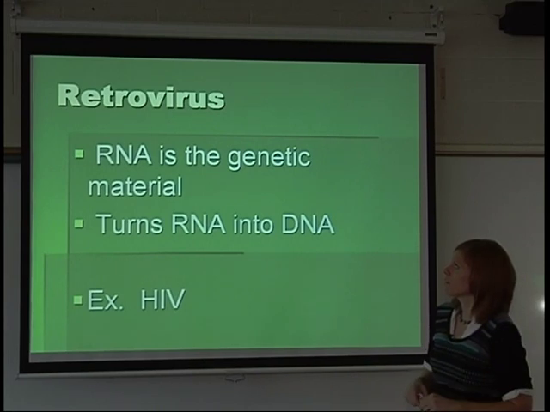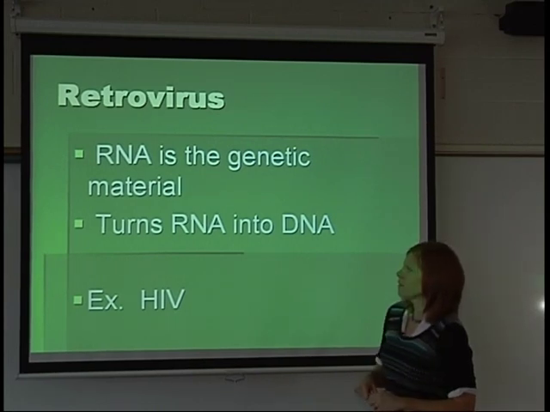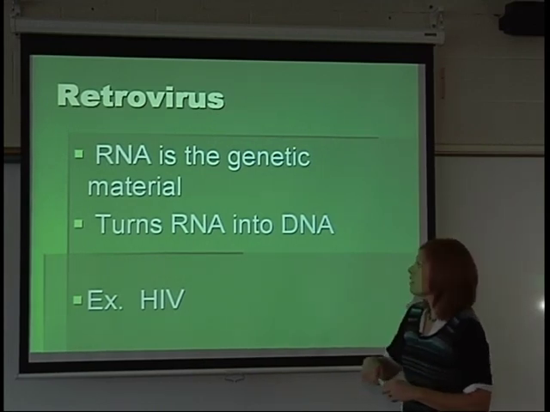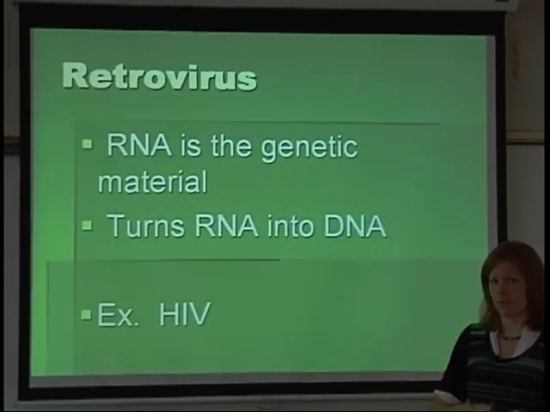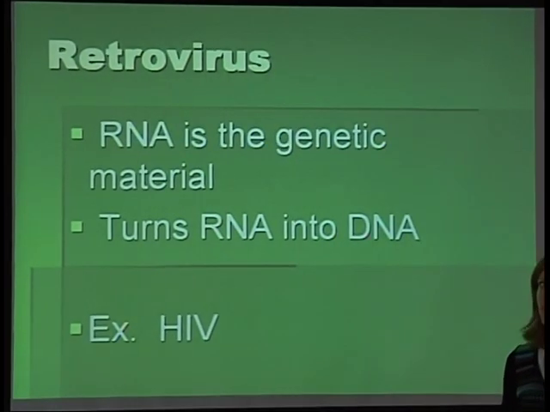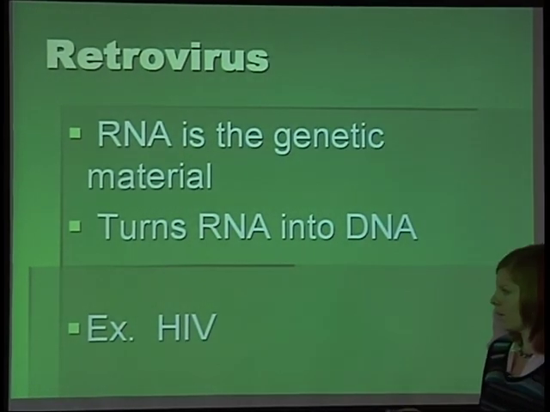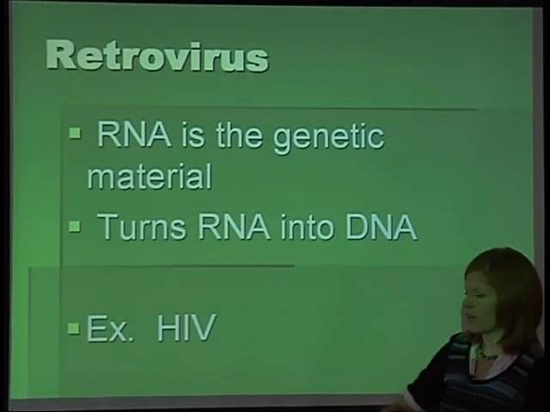One type of virus is called a retrovirus. This is a type that actually has RNA for the genetic material. And really the RNA will convert back into DNA, but they still have some kind of genetic material. And the most common example of this is the HIV virus.